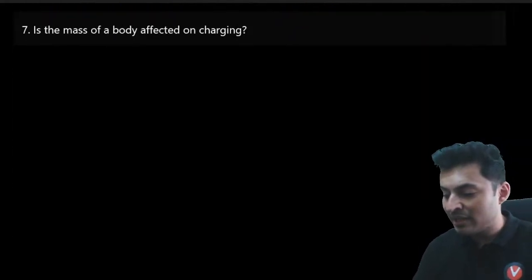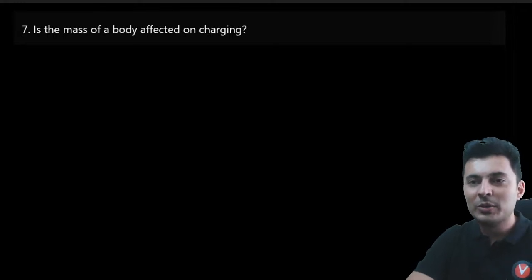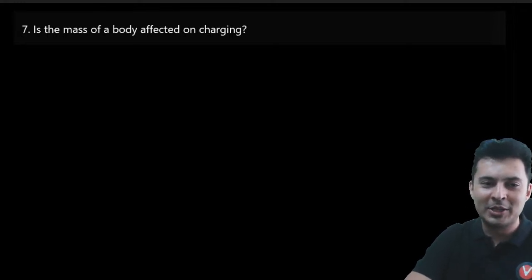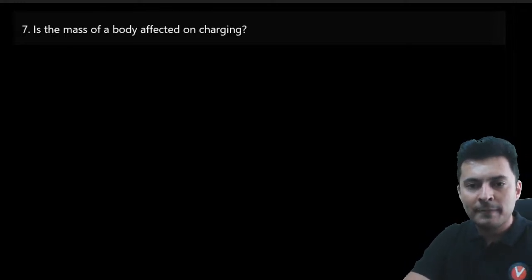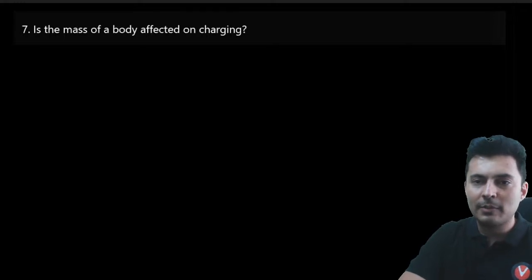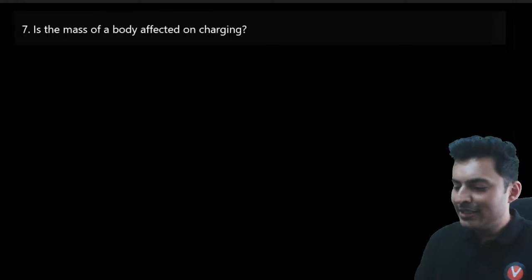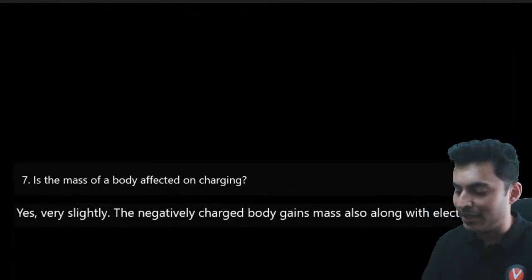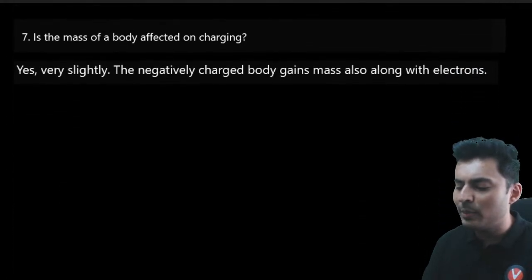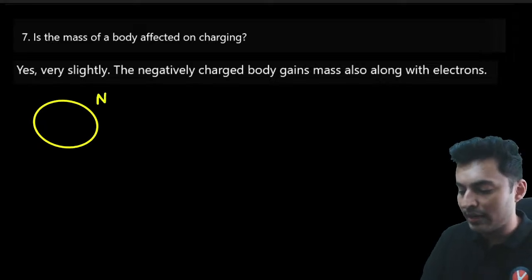Is the mass of the body affected when it is being charged? What do you think, my dear warriors? Come on, let me know. Is the mass of the body affected when it is charged? The answer is yes, but negligible. Very, very slightly. Because imagine there is a body which is neutral right now. And you can show some diagram also.